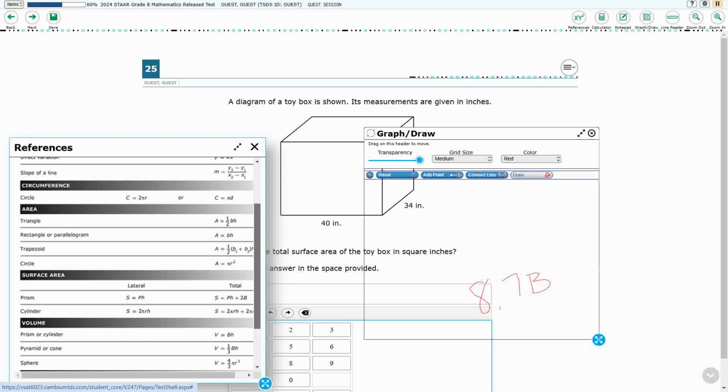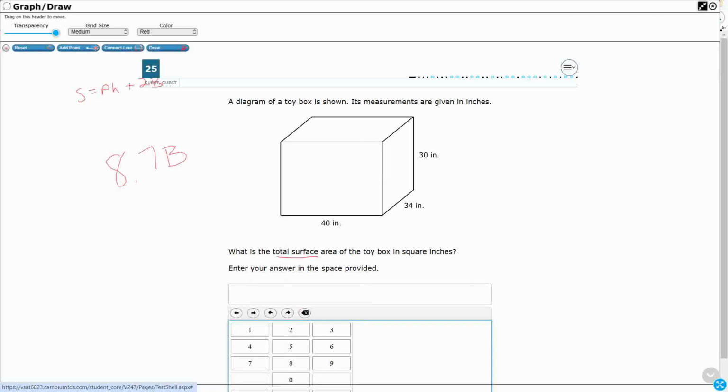So what we're going to do is put S equals PH plus 2B. Now that's going to get us the start, but we still need to know what this means. Okay, so this P right here stands for the perimeter, and then the H is, of course, the height. So let's fill in the rest of this box here. And since it's a rectangular prism, they're all going to be rectangles. Let's choose this right here, and then this right here as our two bases, okay?